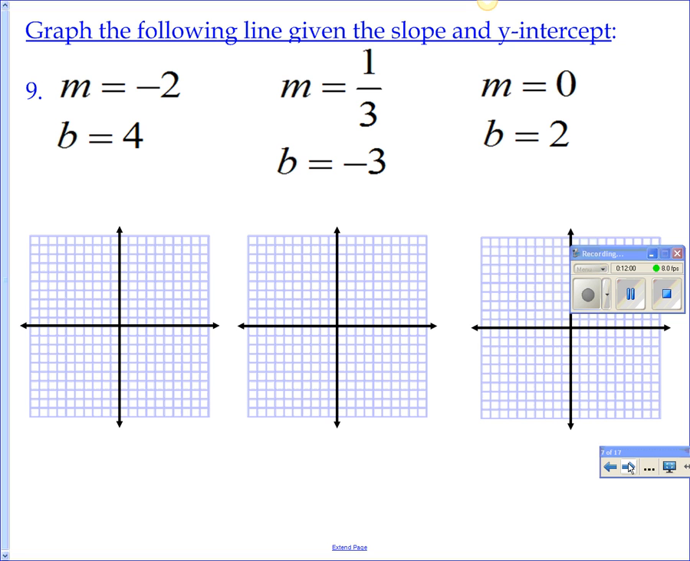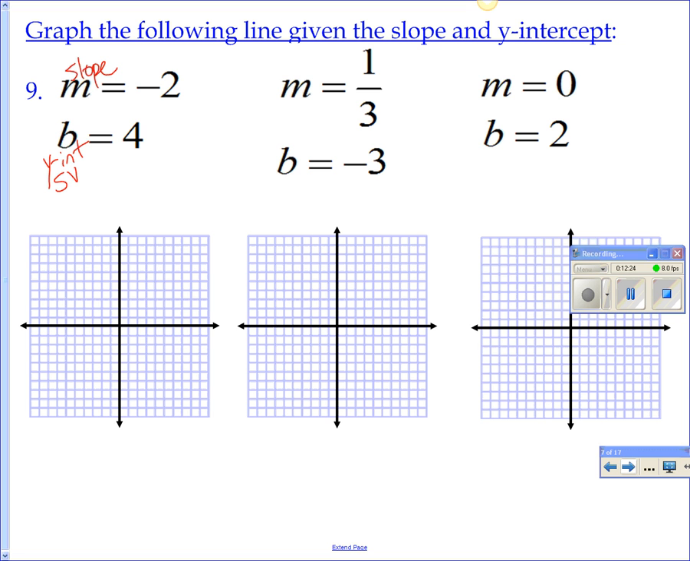Now we're going to talk about how we graph. So, M, what is M in words? Slope. What is B in words? What's the other word for B? Starting value. Okay, so you got your slope and you got your y-intercept and your starting value.